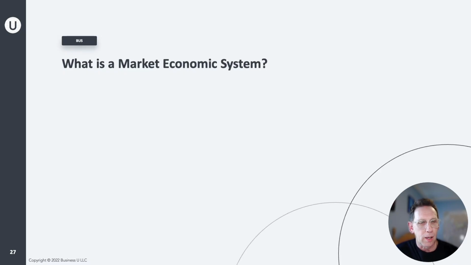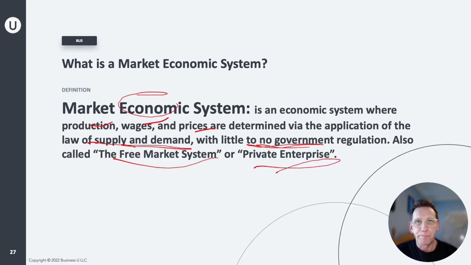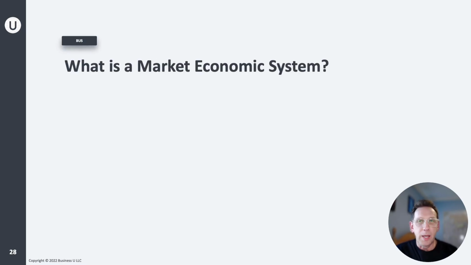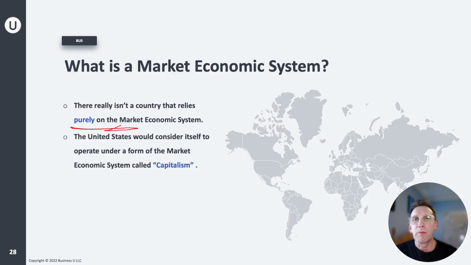Okay, next is a market economic system. This is an economic system where the production, wages, and prices are determined through the application of the laws of supply and demand. I've got another lesson talking about supply and demand. Usually in a market economic system, there's little to no government regulation. It's also called a free market system or private enterprise. There really isn't a country that relies on a pure market economic system. The United States would consider itself to operate under a form of a market economic system called capitalism.